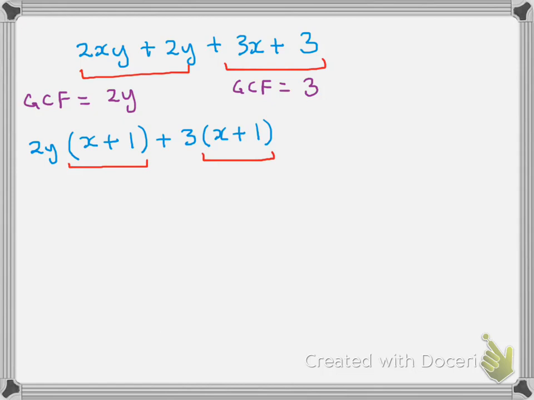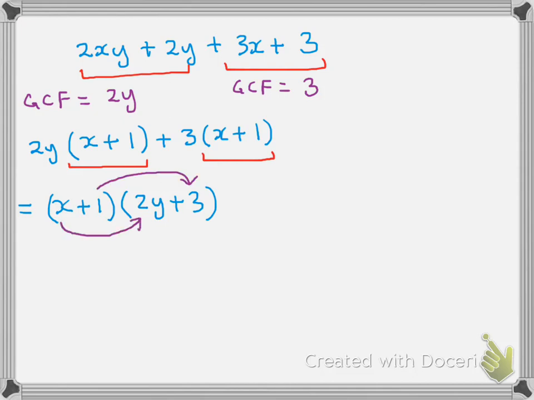And therefore, in this case, when we do that, this is what we're going to obtain. 2y times x plus 1 plus 3 times x plus 1. You can see that we just come to where we started earlier, where we have common factors x plus 1 and x plus 1. That is now the greatest common factor in these two terms. We can factor that out and divide each term by the greatest common factor. Our result will be 2y plus 3.